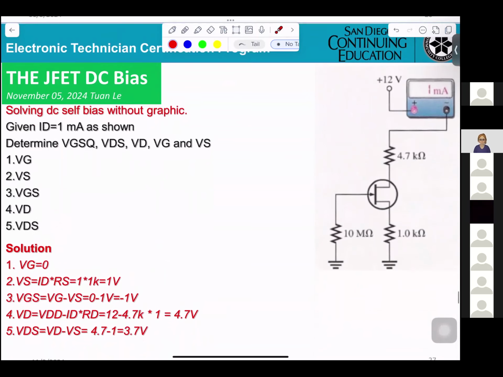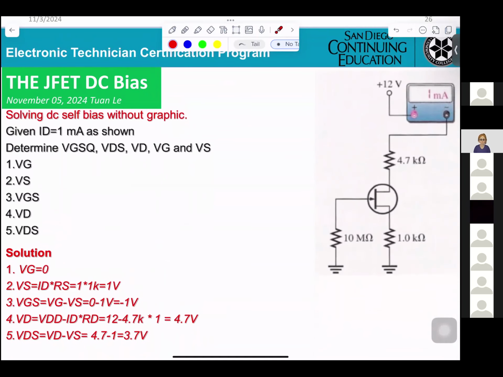Now, you can see this is a self bias, right? You get only three: fixed bias, self bias, voltage divider bias. And when we're looking into this circuitry, you must know this is self bias. And self bias without graphic, that normally you have to do. That means you don't use a graphic to solve the problem.